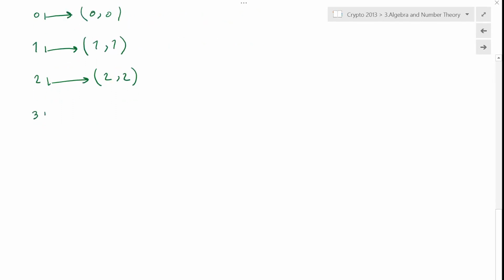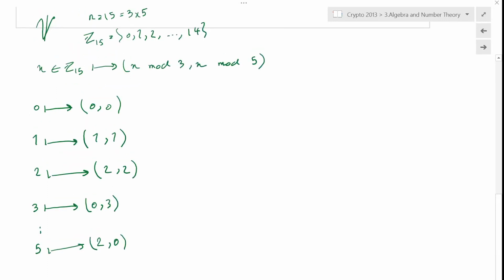And here comes the interesting part. When you take integer 3, you compute 3 mod 3, it becomes 0. And then 3 mod 5 again becomes 3, right? And if you continue and do 5, for example, you get 5 mod 3 is 2, and 5 mod 5 is 0, right? So you see that we are taking these integers and mapping them into 2 different integers.